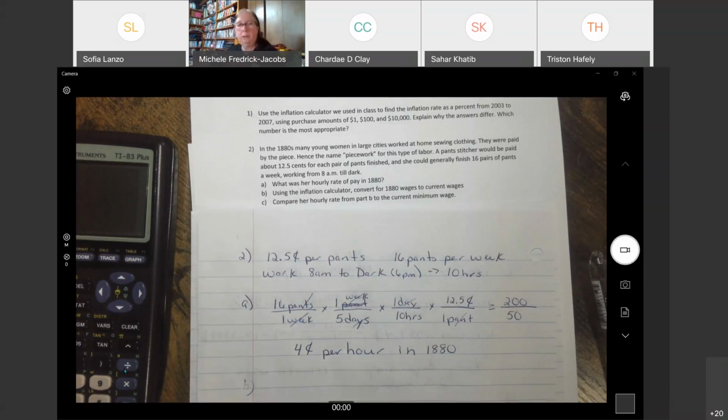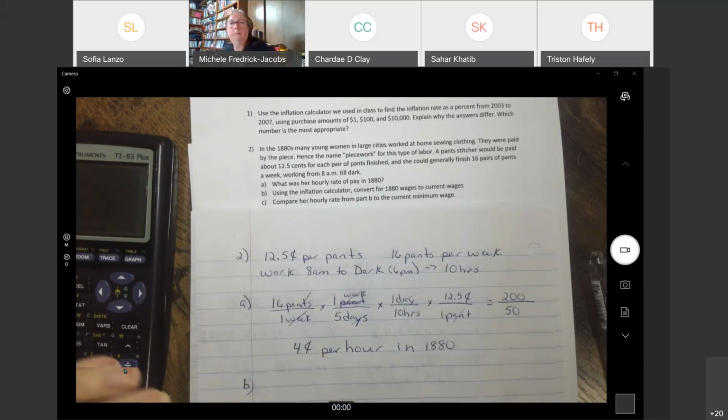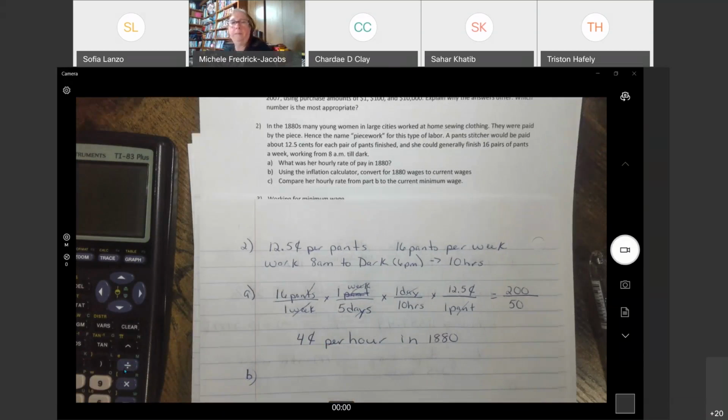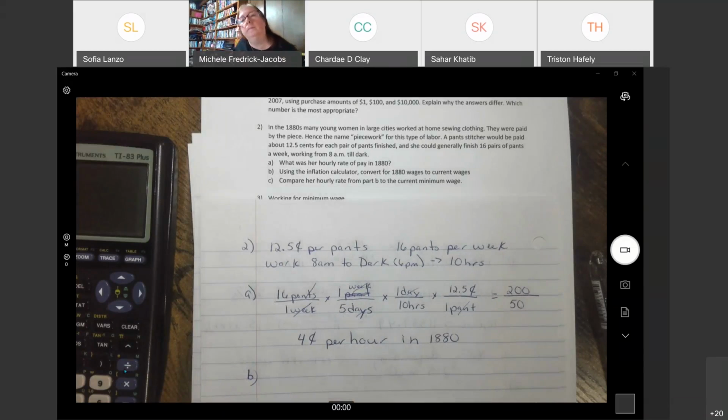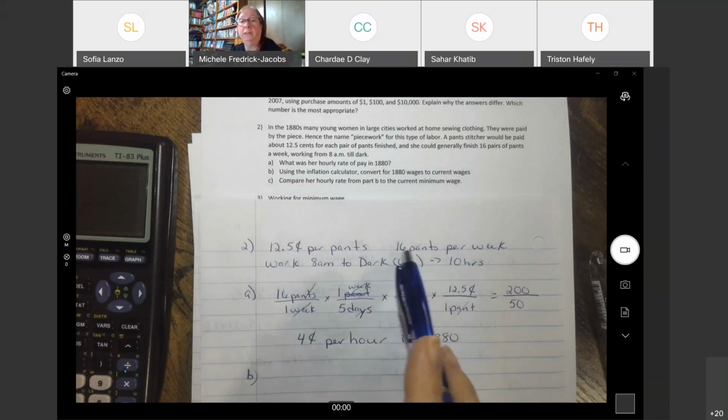So this would be 4 cents an hour, assuming she gets paid for all the progress of her pants within an hour. She makes approximately 4 cents an hour. We're assuming she finishes 16 pants every week. If she didn't, then she's not making that. But assuming 16 pants per week, she makes 4 cents an hour.